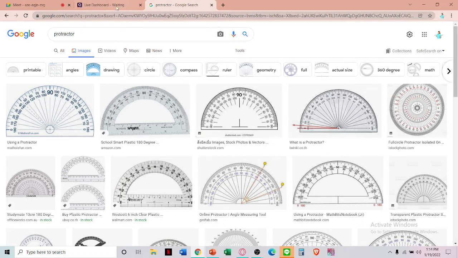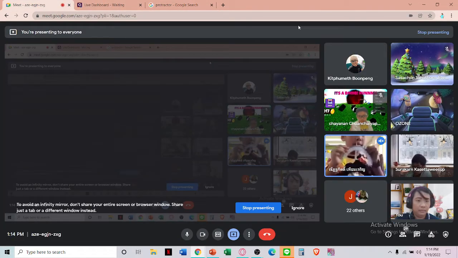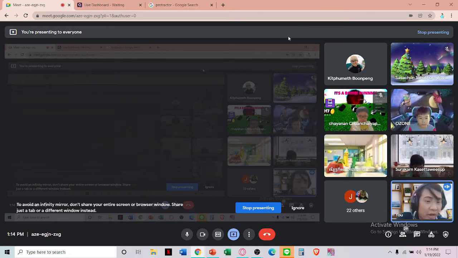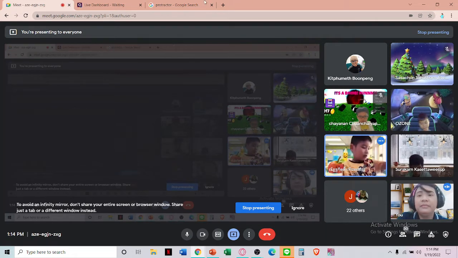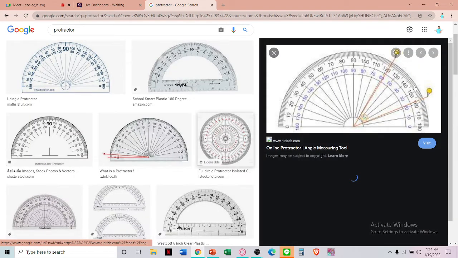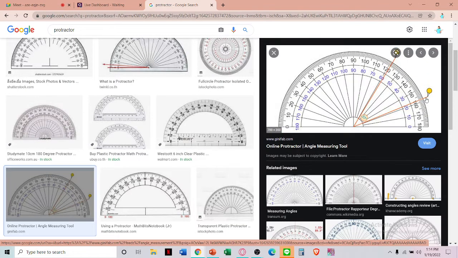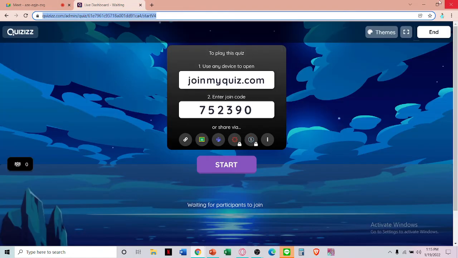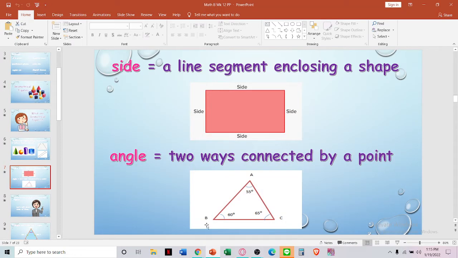Yes, like that. No, that one is for measuring weight. This one is for measuring the angle, the distance of the angle, like this. That's an angle. You have two lines, and then you will see the measurement. A protractor is used to measure the angle because angles have different measurements.